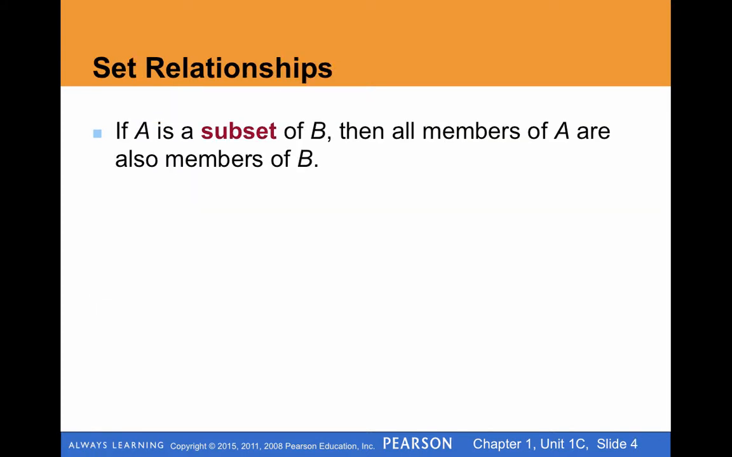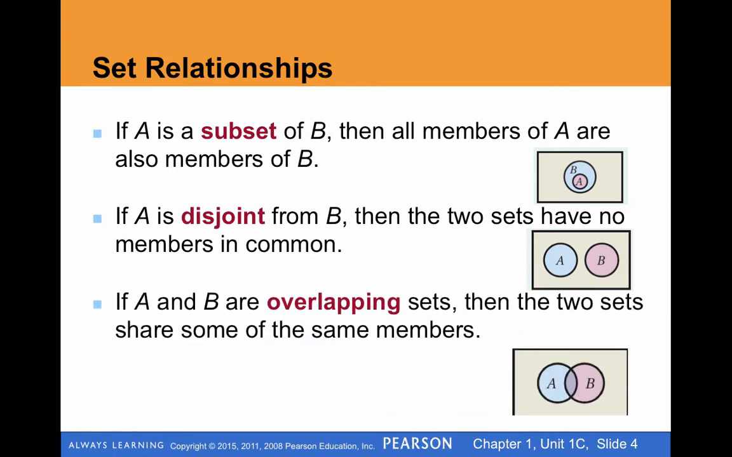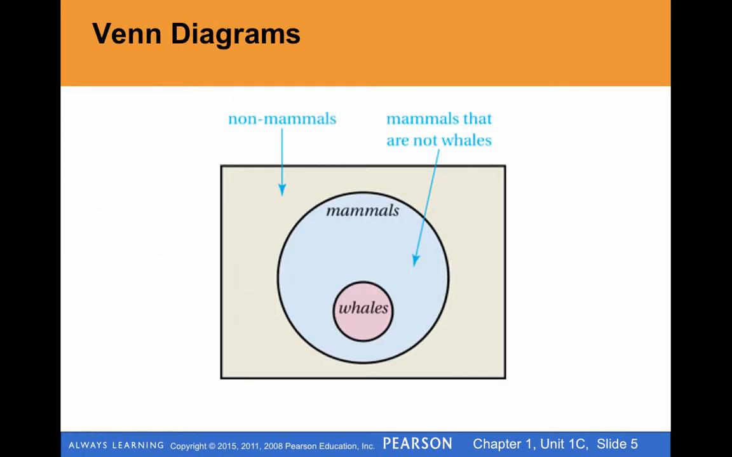If A is a subset of B, then all members of A are also members of B, so that would look like that. Here's a Venn diagram of that picture. A is the subset. If they're disjoint, then two sets have no members in common, so we draw the Venn diagram where there is no intersection between the two sets. And if they overlap, then the two sets share some of the same members, so that's the overlap in the middle there. This is the most common Venn diagram we see, where we have two different categories and they have some overlap, and then the number on the outside is the members that are in neither of those two sets.